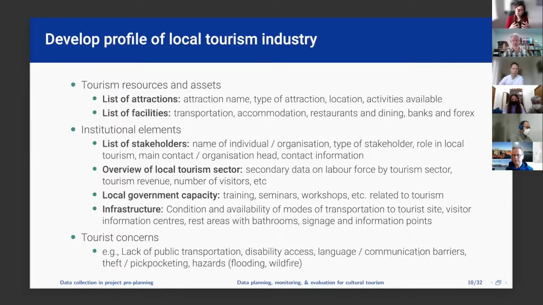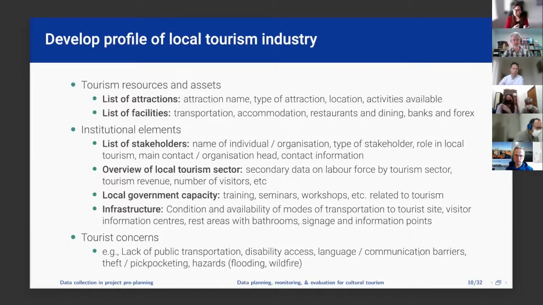In terms of the institutional elements, what kind of institutional factors are there? What is the situation? What kind of capacity do they have? And also what kind of potential partners do we have, people we can work together with? So that's your list of stakeholders that people have been putting together. That's putting together an overview of the local tourism sector, your local government capacity. What kind of trainings do they offer? Seminars, workshops, anything related to tourism? What kind of resources are there available to you?